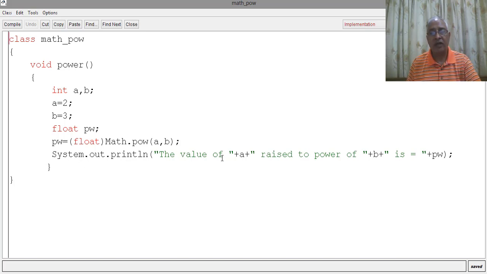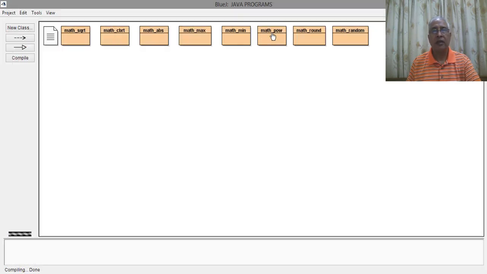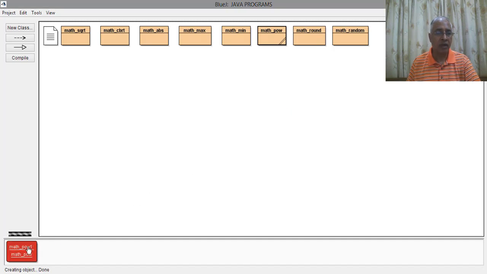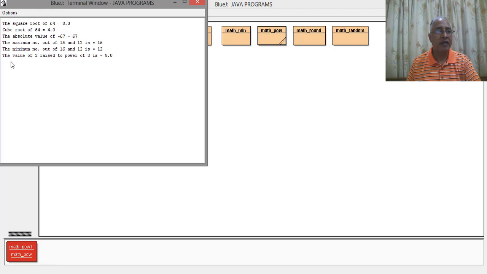System.out.println, the value of A raised to the power of B is equal to pow. So this is again the formatted output. So when we compile this program, no syntax errors. Close. Again make the object, and after the object is made, run the function power. So we get the value of 2 raised to the power of 3 is 8. That is 2 into 2 into 2 is 8. 8.0, because the value is converted into float and printed. Therefore it is 8.0.